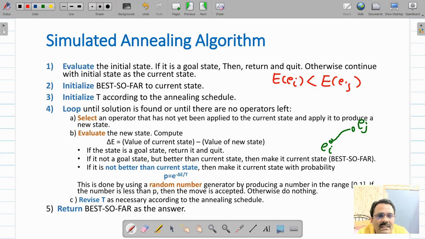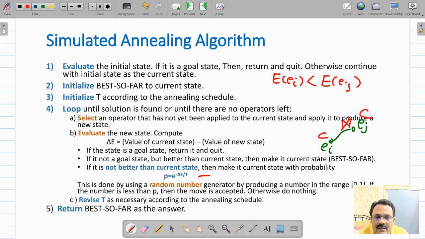So the energy of Ej is high, but the tendency is to move from a high energy state to a low energy state, not from a low energy state to a high energy state. But still the algorithm says that if your newly generated state, that is the new state, is not better than the current state, now come here, make it the current state. You make this n the current state and move further to that state with a probability.